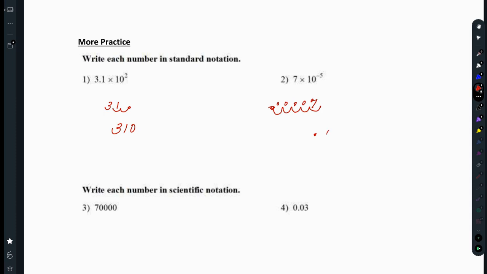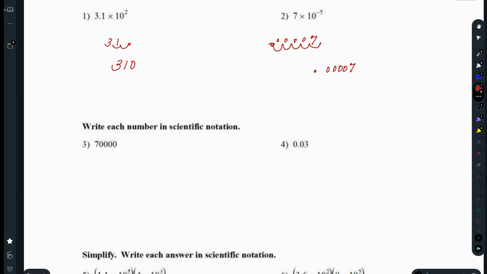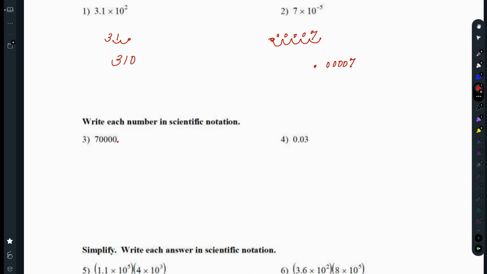So our number is 0.00007. Write each number in scientific notation. I have to move my decimal 1, 2, 3, 4. So this is going to be 7 times 10 to the 4th. Or you certainly could write 7.0 times 10 to the 4th. We're going to move our decimal place 1, 2 to the right. So this is going to be 3 times 10 to the negative 2. It will be a negative exponent because we went right.